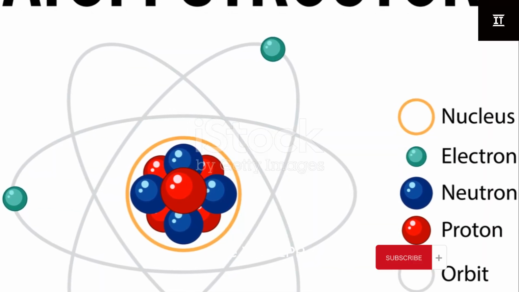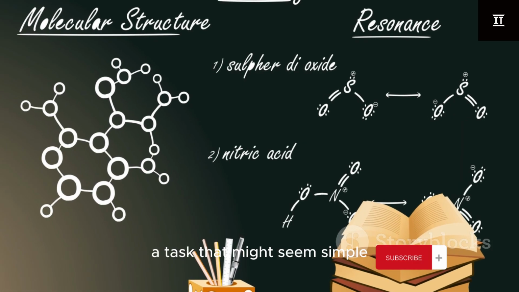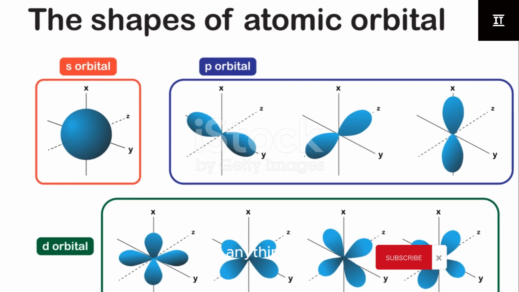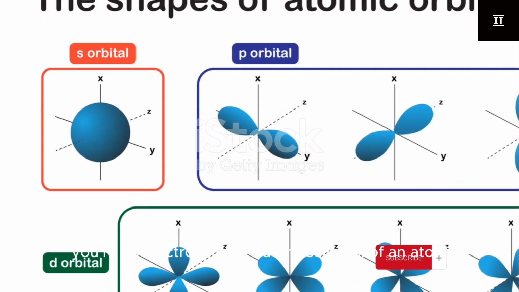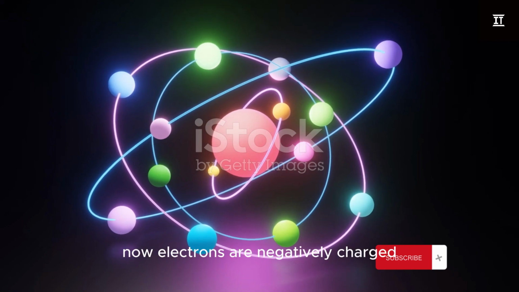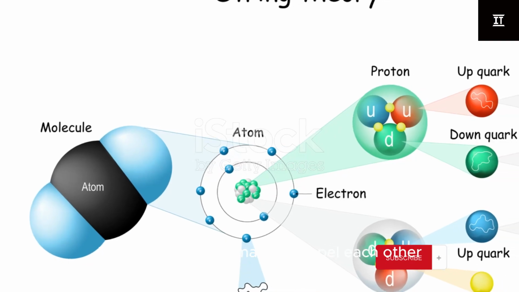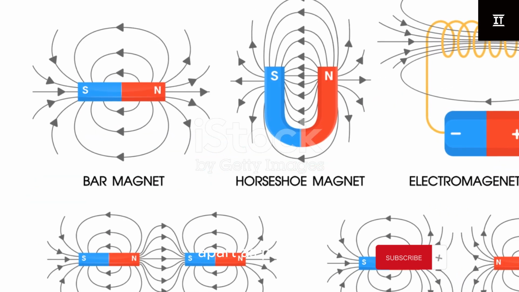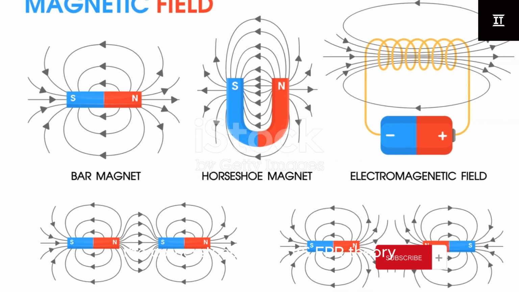The VSEPR theory was developed to predict the shapes of molecules, a task that might seem simple, but in the world of atoms and electrons, it's anything but. Picture this. You're an electron in the outermost shell of an atom, the valence shell. Now, electrons are negatively charged, and just like how two north poles of magnets repel each other, these electrons also want to stay as far apart as possible. This idea of electron repulsion is the cornerstone of the VSEPR theory.